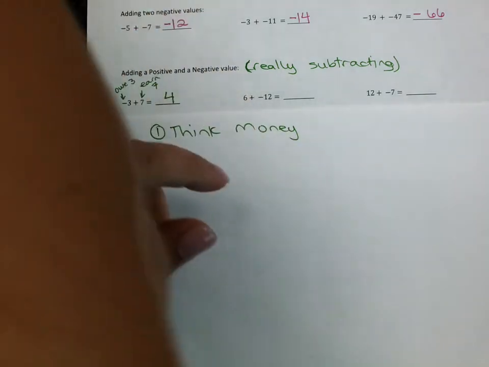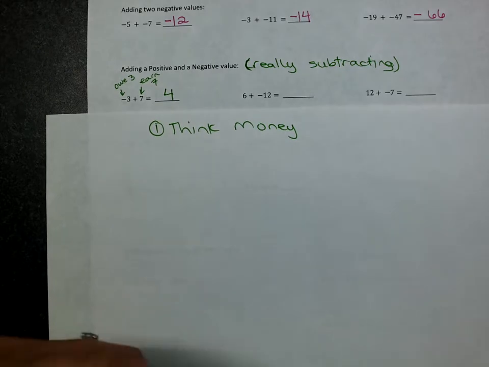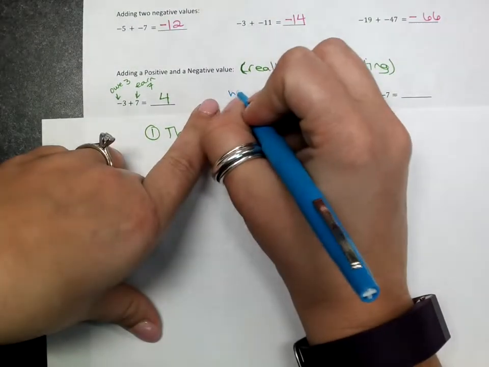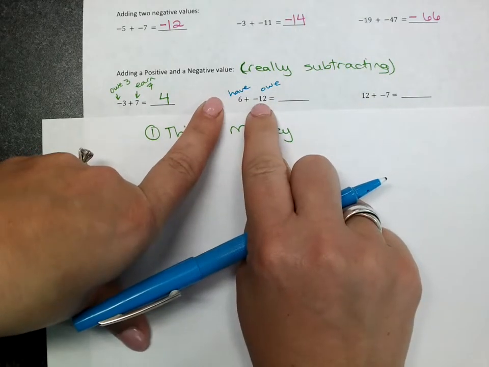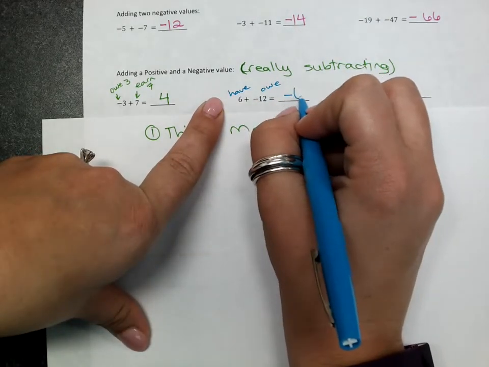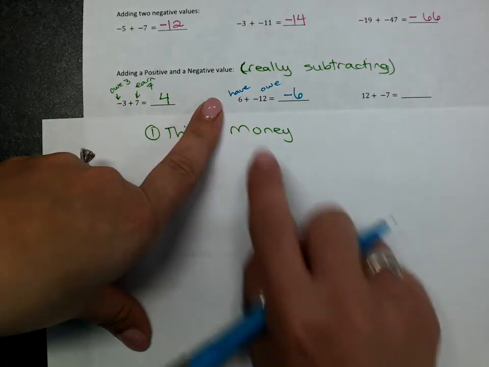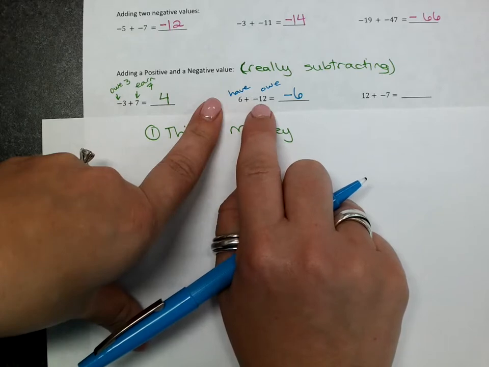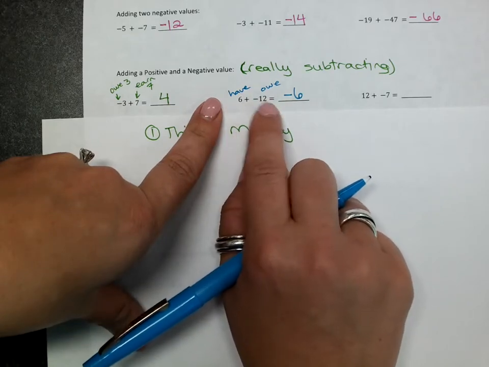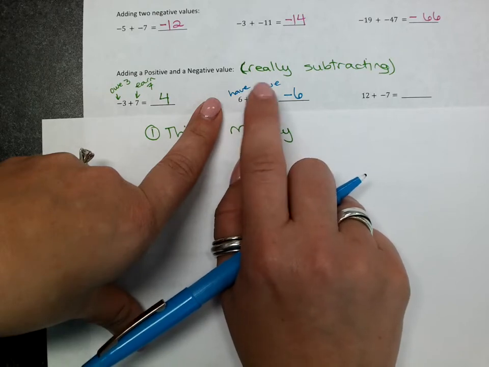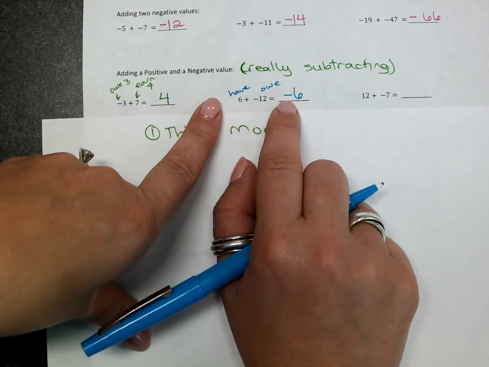+6 plus -12. If we think money, if I have $6, but somehow I end up owing someone $12, I'm short by $6. I have a -$6. I had $6, now I owe someone $12, and I am short $6. What we're really doing is subtracting 12 and 6. And since this time the negative number is bigger, our final result is negative.